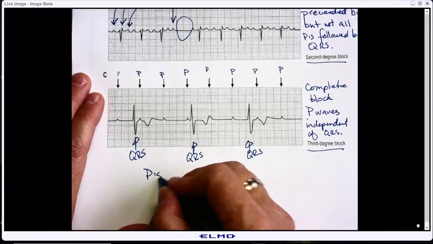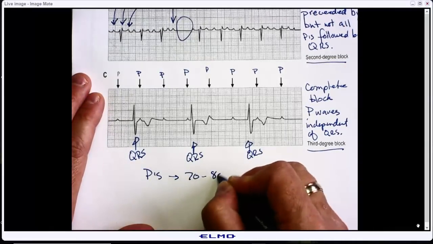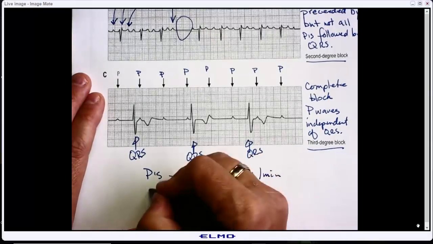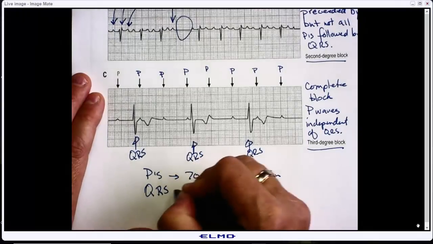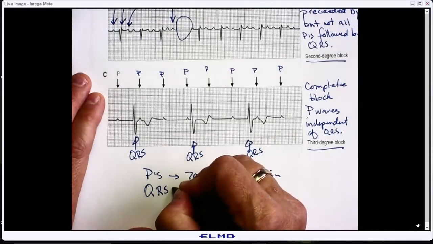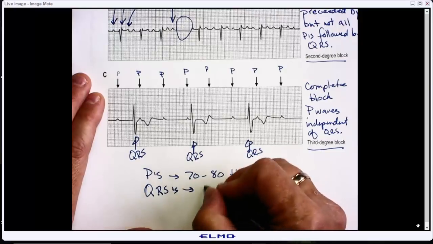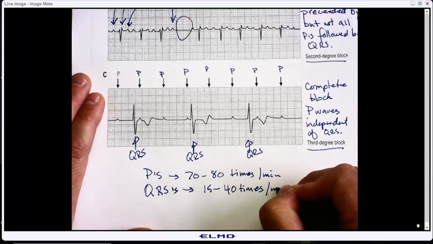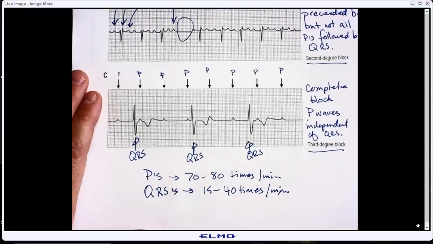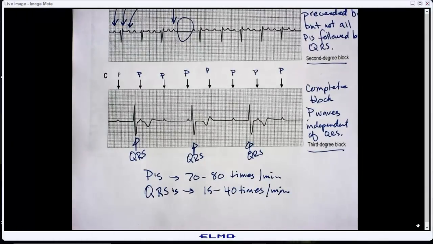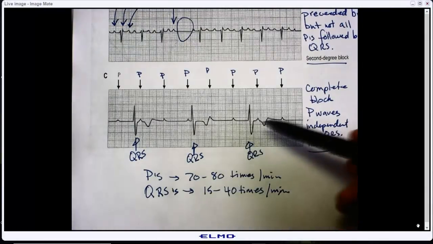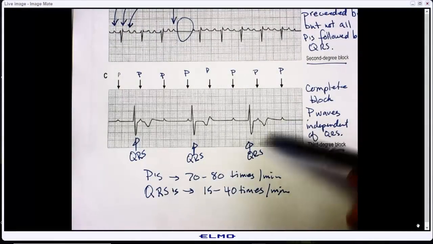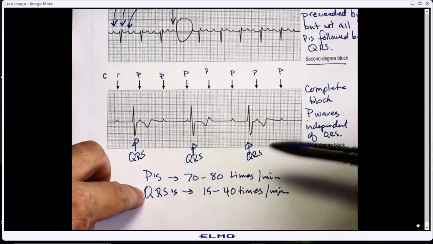Okay? So if we actually had a timeline on here, we would see that we are getting P waves at 70 to 80 times per minute. And our QRSs are going much slower than that. They're actually going at 15 to 40 times per minute. Okay, so based on those two numbers, we could surmise then that the SA node is fine, and it's pacing the atria, but something is wrong with the AV node. It's not pacing anybody, but then the Purkinje fibers are now pacing the ventricle.